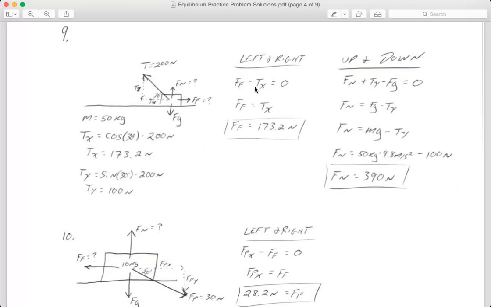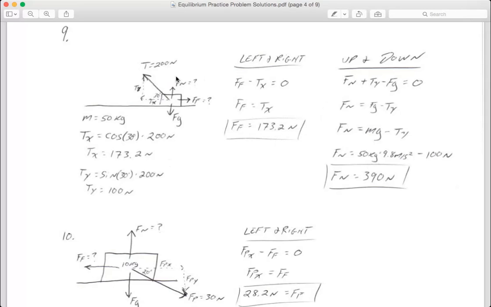Adding up my left and right things, my right arrow, the only arrow pointing to the right on this drawing, is force of friction, that's why it's positive in my equation. The only arrow pointing directly to the left is tension in the X, that's why it's minus in my equation. I'm out of left and right arrows, so that's 0. My right stuff equals my left stuff. And we solved for tension in the X in step 3, I have it right here. So friction equals tension in the X, then friction must equal 173.2 newtons.